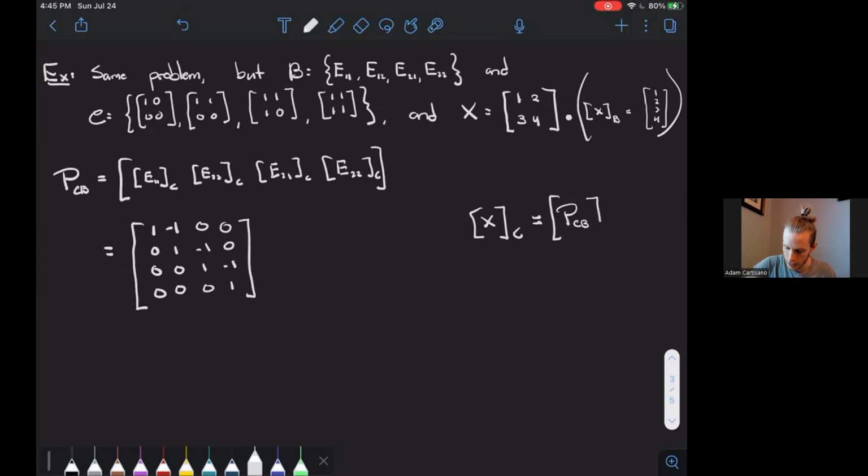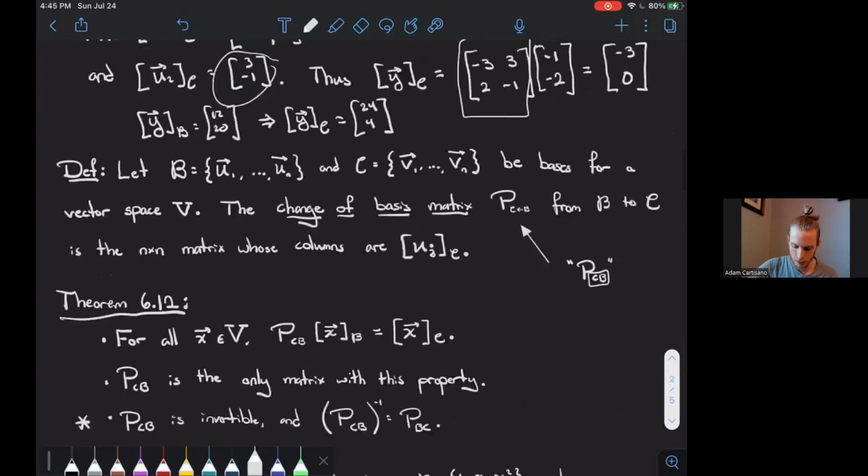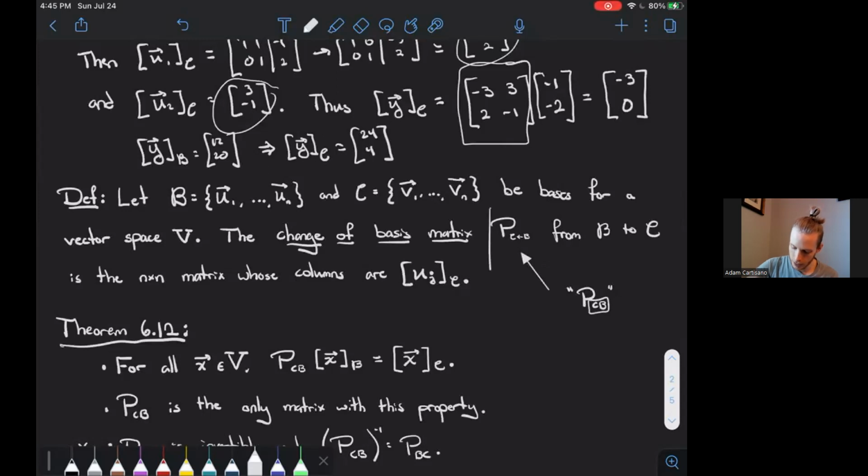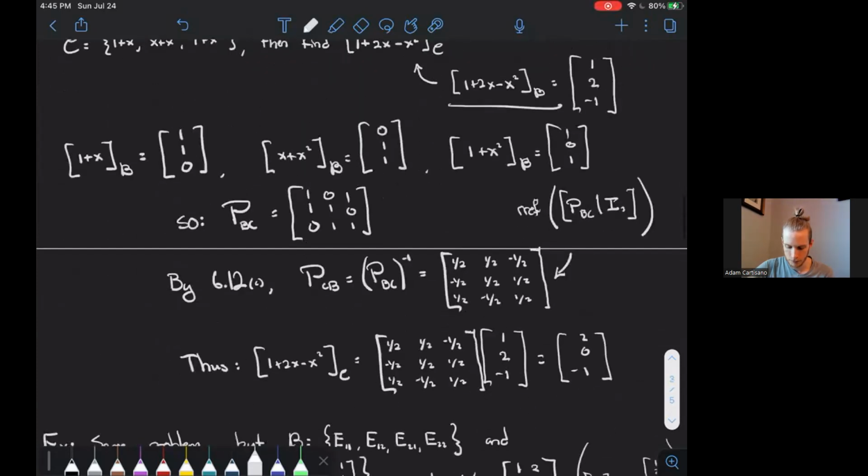I like putting it in brackets like this because you can do capital X now written with respect to B, and notice these B's match. So it's a dictionary that goes from B to C. If you had the subscripts switched, then adjacent subscripts wouldn't match, and that means you're starting in the wrong language. But fortunately, PCB by definition literally is the change of basis matrix from B to C. That's the important part.